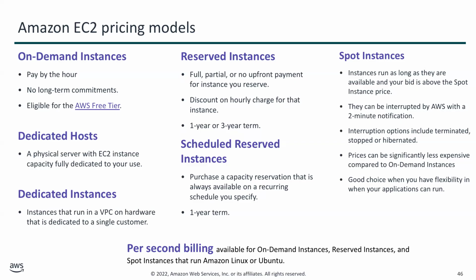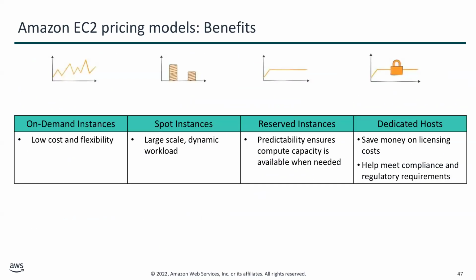right? There's per-second billing also available for on-demand instances. Usually, as you can see, it's pay by the hour or it's a 1-year or 3-year term reserve. But per-second billing is also available for on-demand, reserved, and spot instances that run either Amazon Linux or Ubuntu. Not available for the EC2 instances which run Windows, or if you install Windows, right?